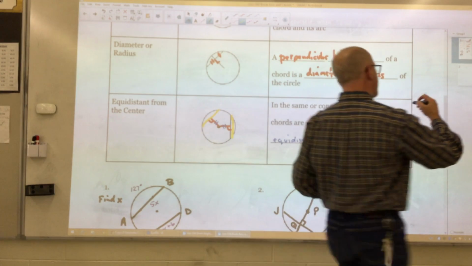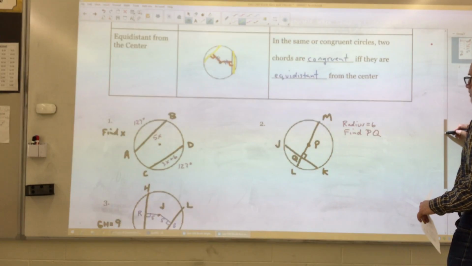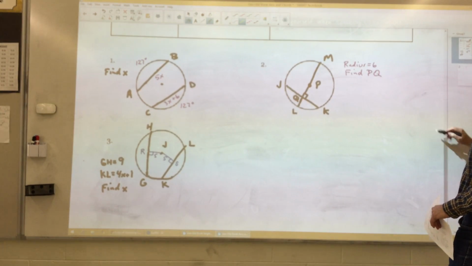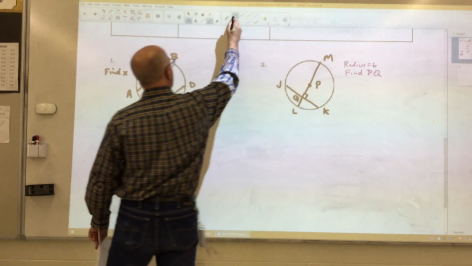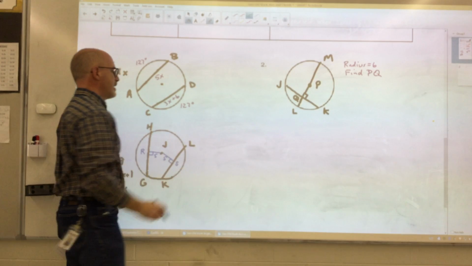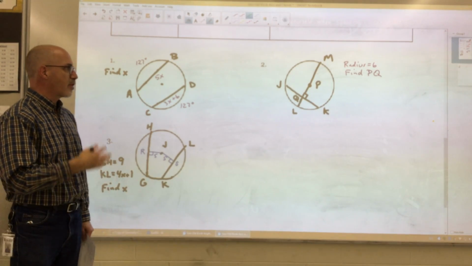Let's do these problems at the bottom. Using this information, take a moment and make sure you write down the information listed in these problems, and then we'll start on them.